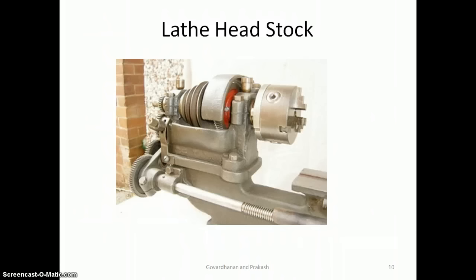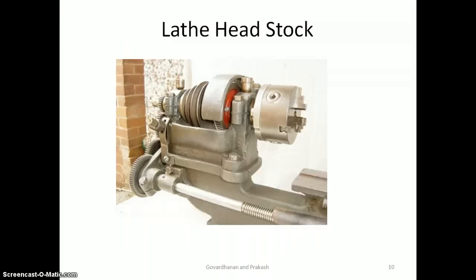Headstock. The headstock has a hollow spindle. A live center can be attached to the spindle. The spindle nose is threaded. Chuck and face plate can also be attached to the nose of the spindle. The headstock has a gearbox for changing the speed of rotation of the spindle. The gearbox also helps to rotate the lead screw.